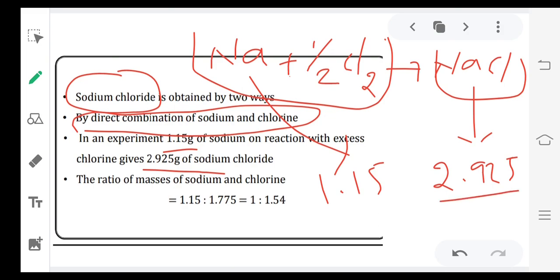2.925 minus 1.15, if you do this, you will get the mass of chlorine. So the mass of chlorine is 1.775. Then we take the ratio of masses of sodium and chlorine. 1.15 is the sodium mass, 1.775 is the chlorine mass. So we got 1:1.54. That is the mass ratio of sodium and chlorine in NaCl obtained by direct combination of sodium and chlorine.